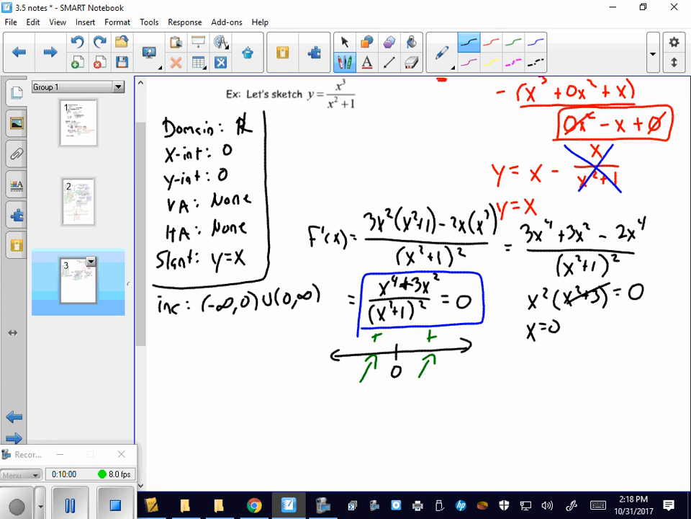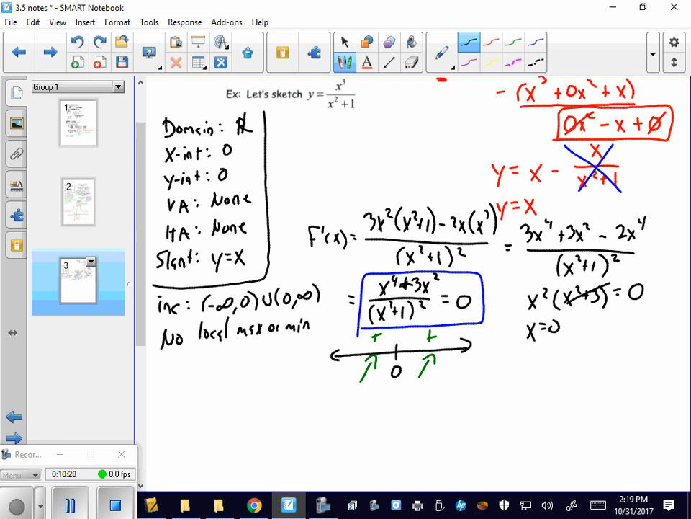Okay, so increasing on the entire thing except at 0 where the slope is actually 0. So you can't include 0 because it's not increasing on the entire thing. No local max or min. Okay, it never changes direction.